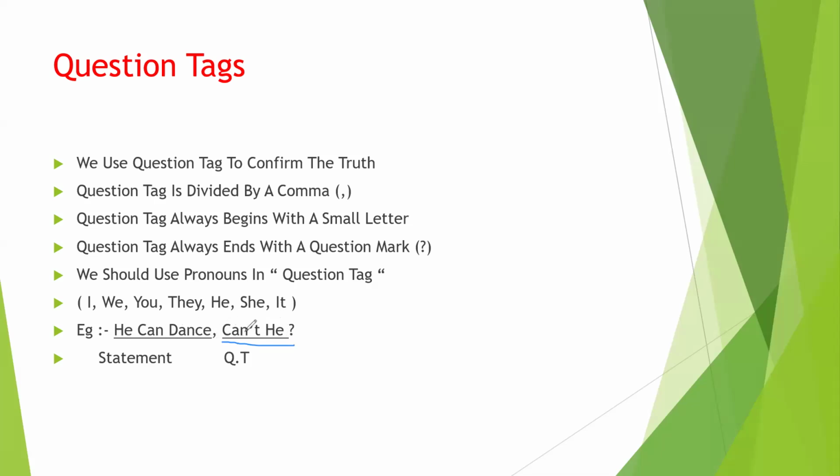Here it is positive, so we add not to this helping verb. Can plus not, can't. This is for he can dance. It is a statement, and can't he is the question tag. This is how we write the question tag for a positive sentence to a negative sentence and a negative sentence to a positive sentence. We can confirm the truth with this question tag. So we can remove my drawing and then move to the next slide.